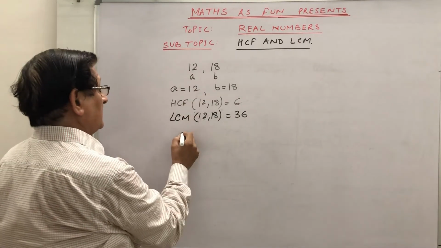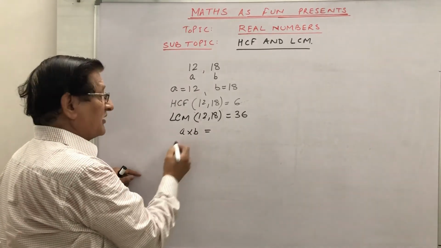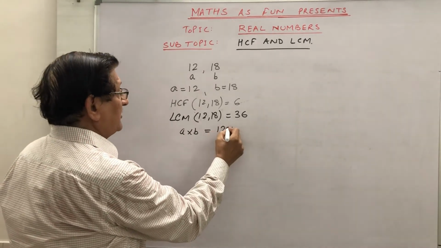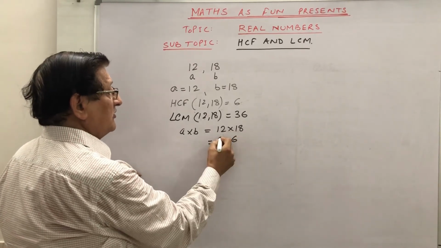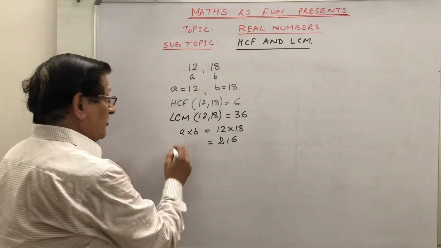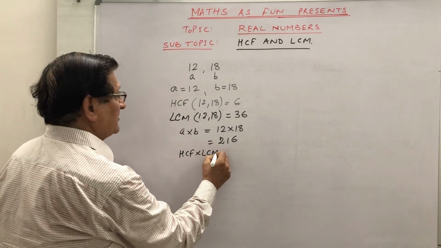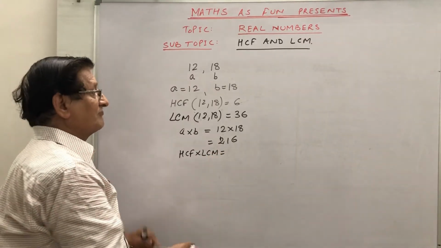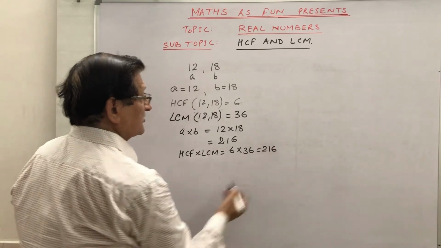Now you can see here, if I find the product of the numbers A and B, that is A into B, that is 12 into 18. How much does it come to? 12 eights are 96, 12 ones are 12, so 216 it comes to. When we take the product of HCF and LCM, HCF into LCM, that is 6 into 36, we know this is also 216.